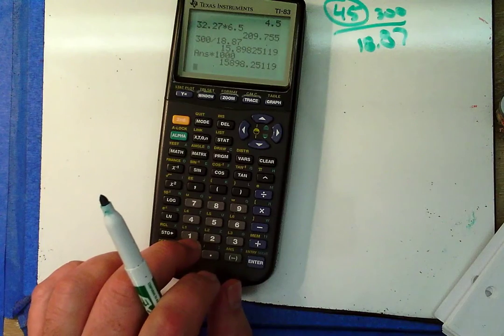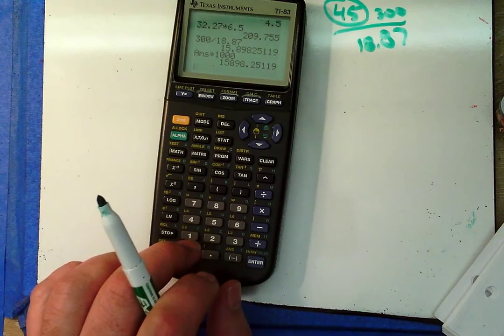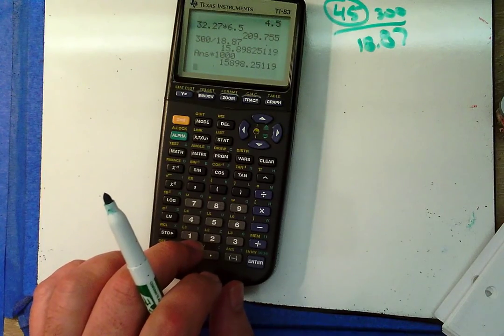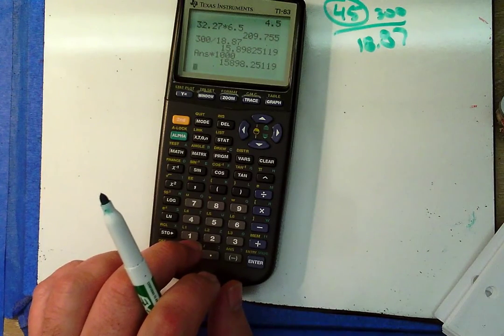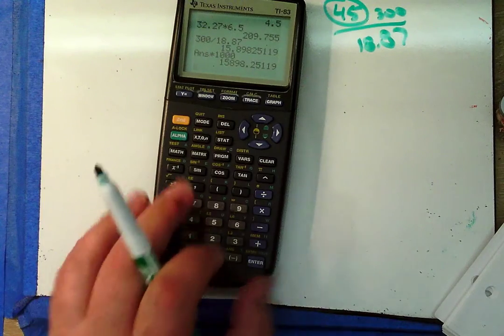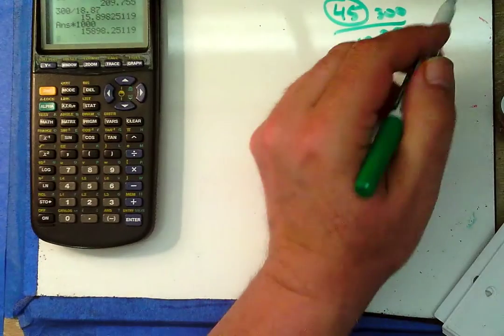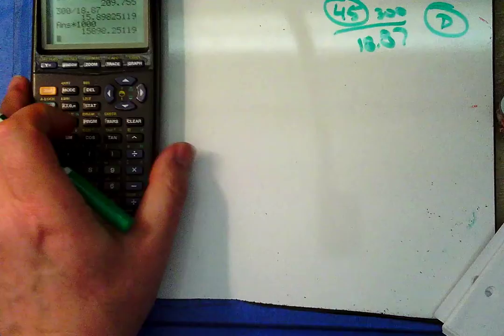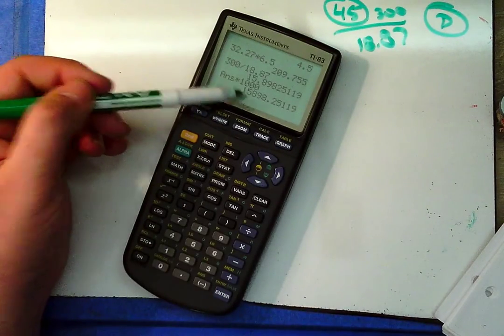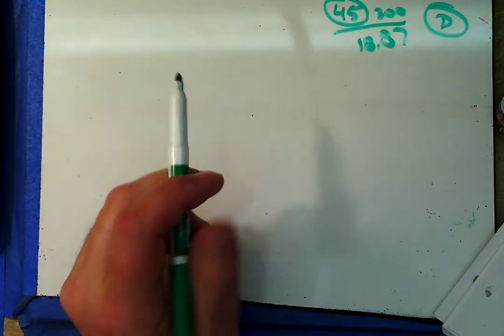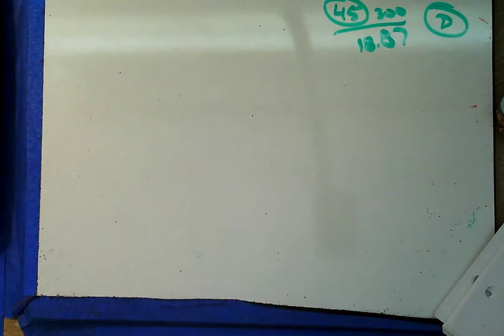Oh, they want to know the maximum amount she can borrow at 5%. Well, she can't borrow 20,000. So the next closest is D, 15,000. She doesn't have enough quite to get to that 16,000 part. Okay, so that's 45.